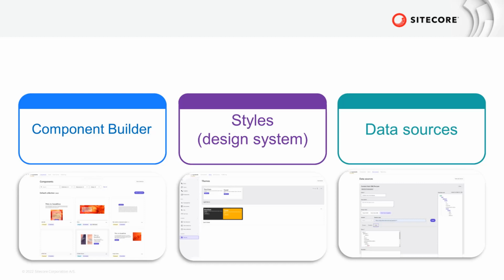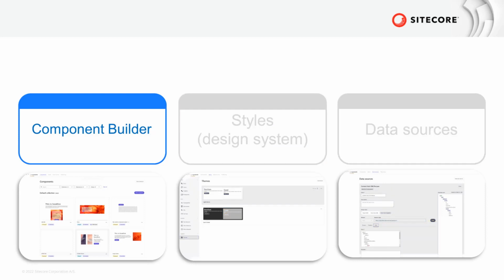XM Cloud Components is divided into three main areas. We have the builder to assemble components, the styles section to define the design system, and the data sources section where we can import data from other content providers. Not mentioned here is the publishing area that shows a kind of workbox with items that need to be reviewed and can be published. Let's go through them one by one before we actually open the browser.